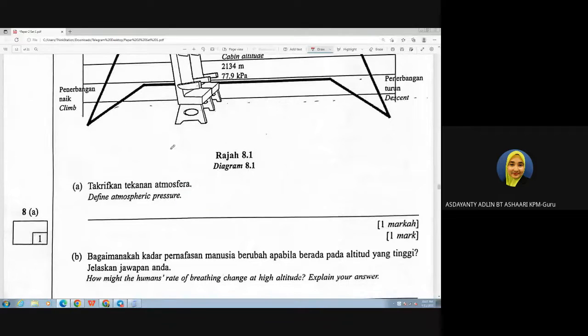Okay. So there are definitions where we can use formulas. Some we have to memorise. But atmospheric pressure has nothing to do with formulas. So, it is actually the pressure due to the weight of the layer of air acting on the surface of Earth.